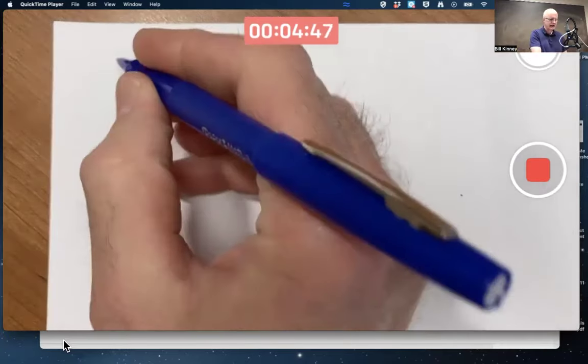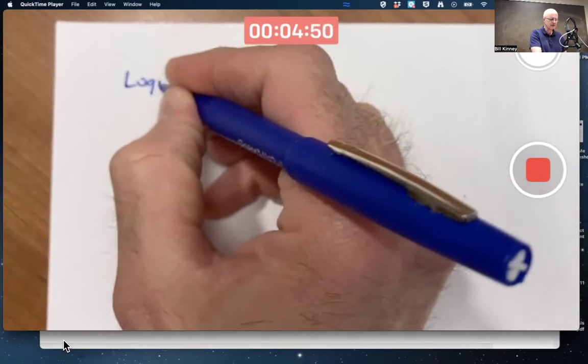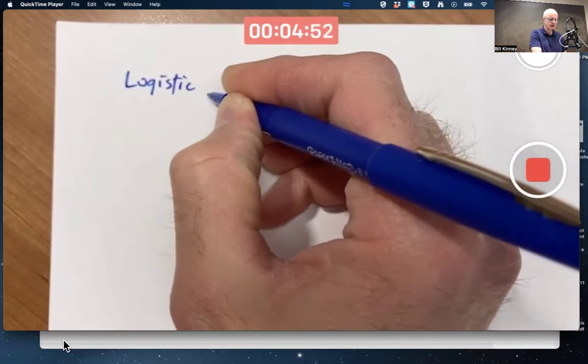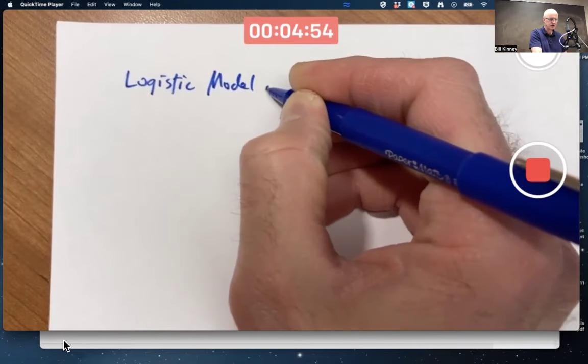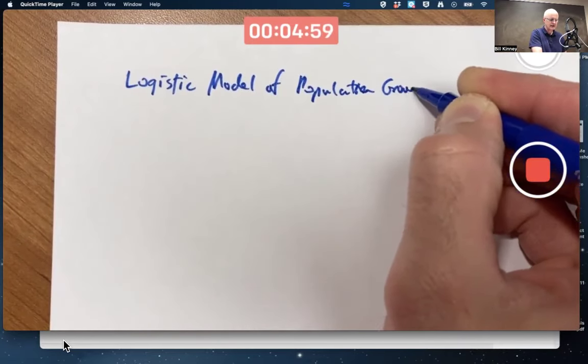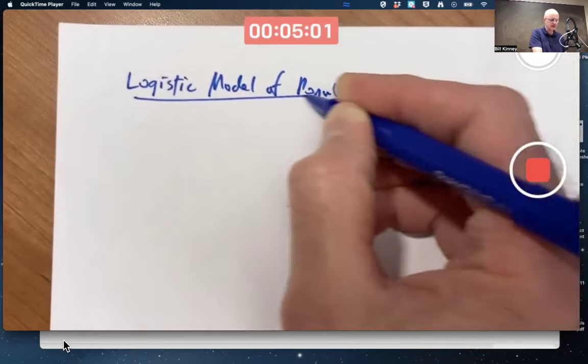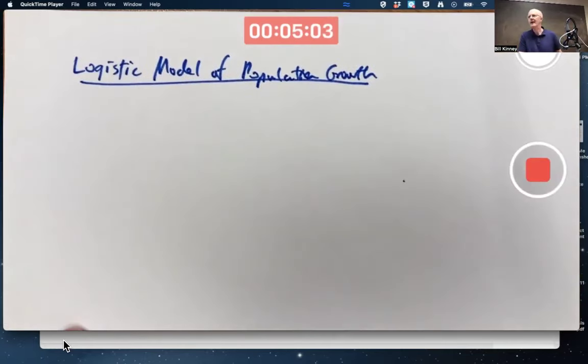Our main topic today is the logistic model of population growth. It's going to take the exponential model of population growth and make it a bit more realistic. Populations cannot grow exponentially at the same rate forever.